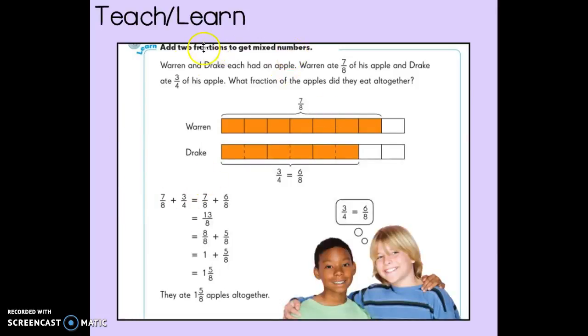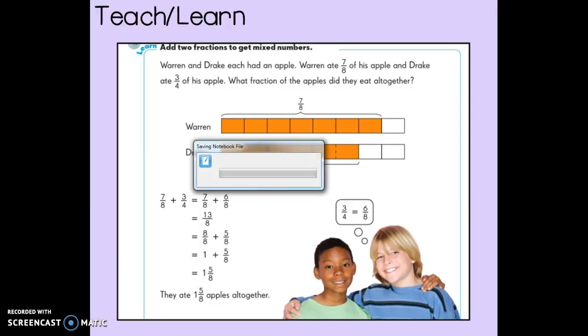Let's say Warren and Drake each had an apple. Warren ate 7/8 of his apple and Drake ate 3/4 of his apple. So if I was trying to add those fractions, I have 7/8 plus 3/4. Now I know I cannot add these fractions right now because they do not have like denominators. So I have to figure out how to make them like.